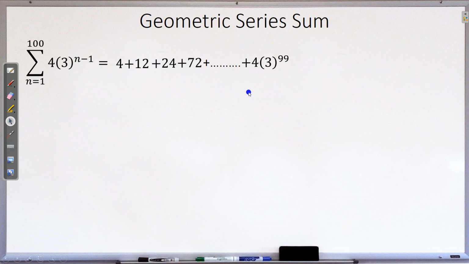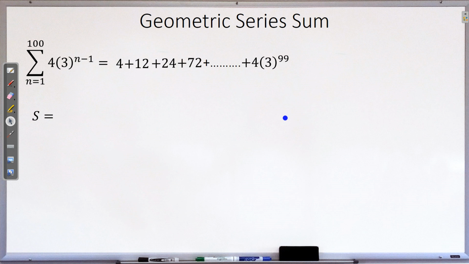And we're going all the way up to the 99th right here because we're doing 100 terms. So 100 goes in for n. 100 minus 1 gives us that 99. So 4 times 3 to the 99th, it'd be a massive, massive number. Your calculator might not even be able to do that. So what we're going to do to figure out what this sum equals, I'm going to call it S.